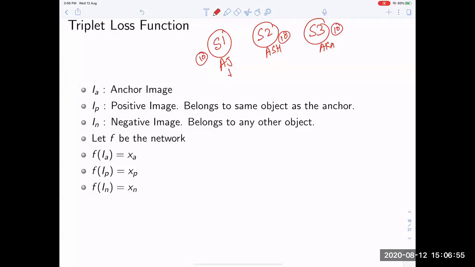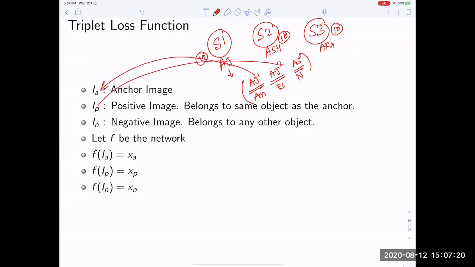I take the first image of Ajay. So this is going to be Ajay's first image. And along with that, I am taking Ajay's second image. Now this is my anchor. This is my positive. And if I take Ashima's first image, this is my negative. That is my anchor positive, and this is my anchor negative. And this is one such pair. I can make so many such pairs.